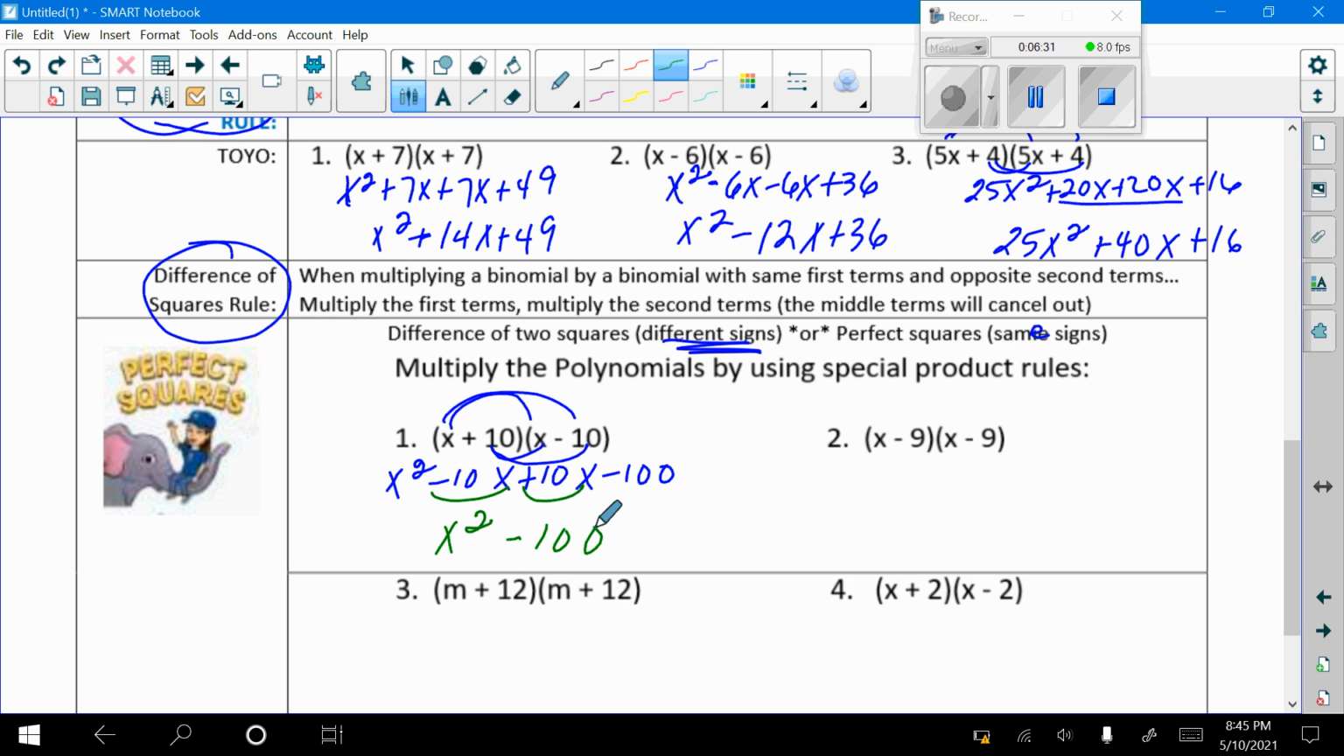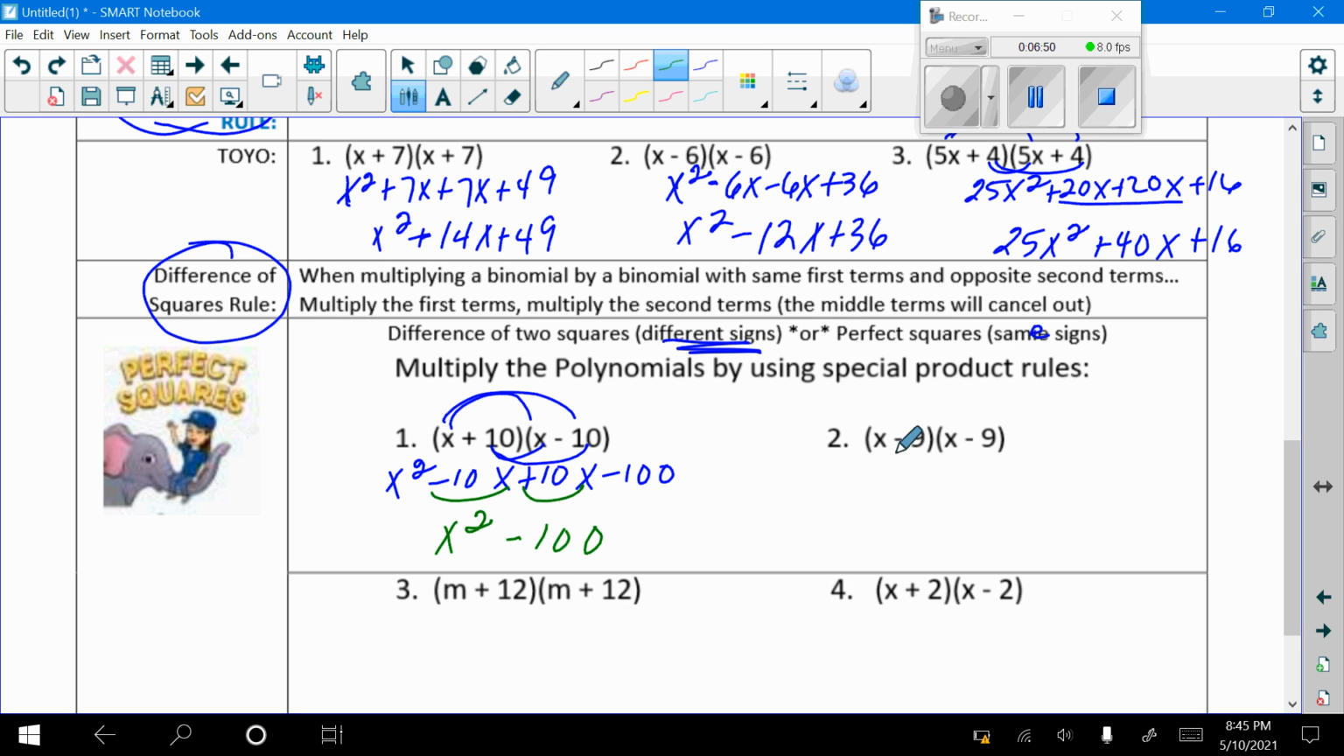So a difference of two squares ends up with a binomial, two terms, with a minus sign in between. So a perfect square and a perfect square with a minus in between. So it's a difference, minus sign, of two perfect squares. That's why it's called the difference of two squares.